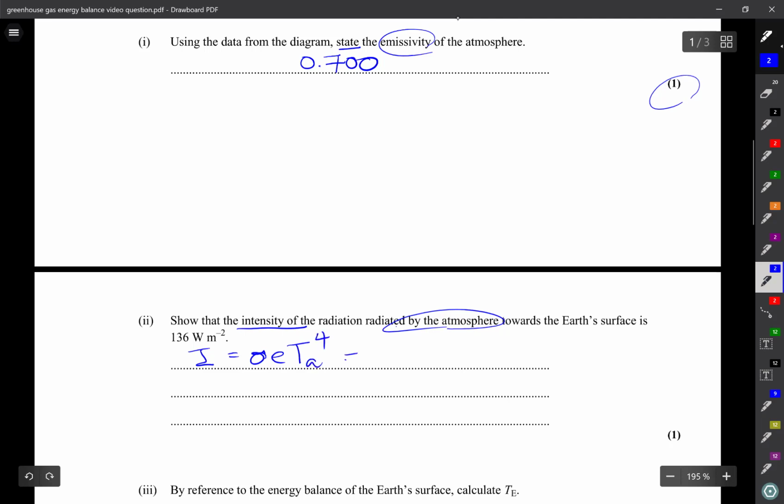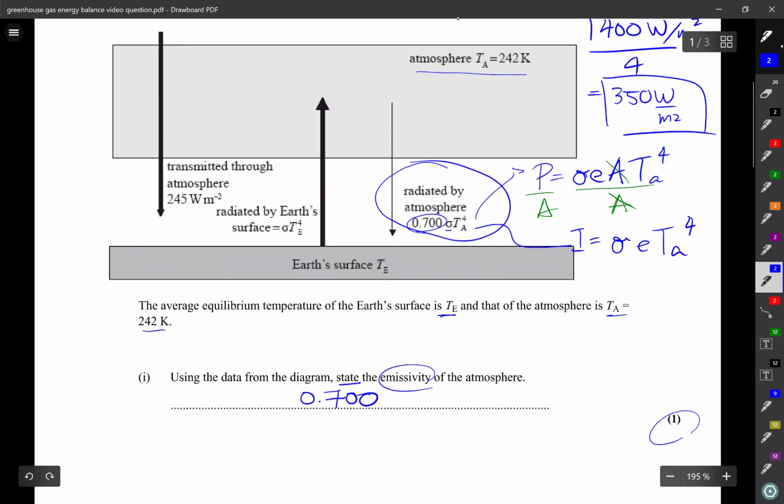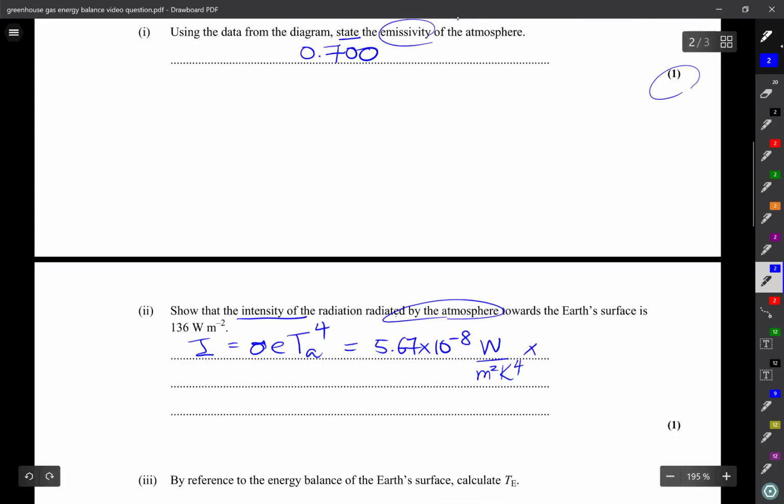If we put in everything, then the Stefan Boltzmann constant is 5.67 times 10 to the power of -8. This is pretty cool because look, it goes 5, 6, 7, 8. Even though it's in your data booklet, it's pretty cool to remember that value as well. So the units of this one would be watts per meter squared times kelvins to the power of 4. Since emissivity has no units and you're multiplying by the temperature, which is 242 kelvins, times, oh, I forgot the emissivity, 0.700, all to the power 4.